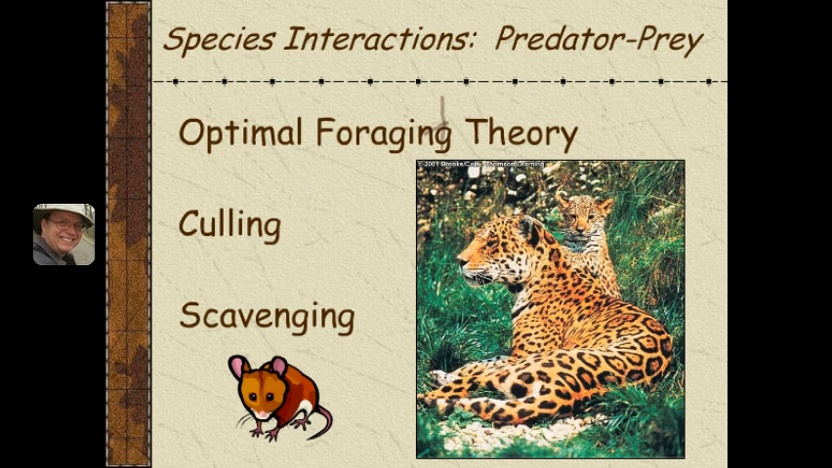And if you think about it, that makes sense, because if they're going after the one that's easy to catch, that means they're minimizing expenditure of energy and they're maximizing their gain of energy. So in other words, you want to use as little energy as possible to get the most energy that you can. And that's the idea behind optimal foraging theory. Basically, you go after the easiest meal.